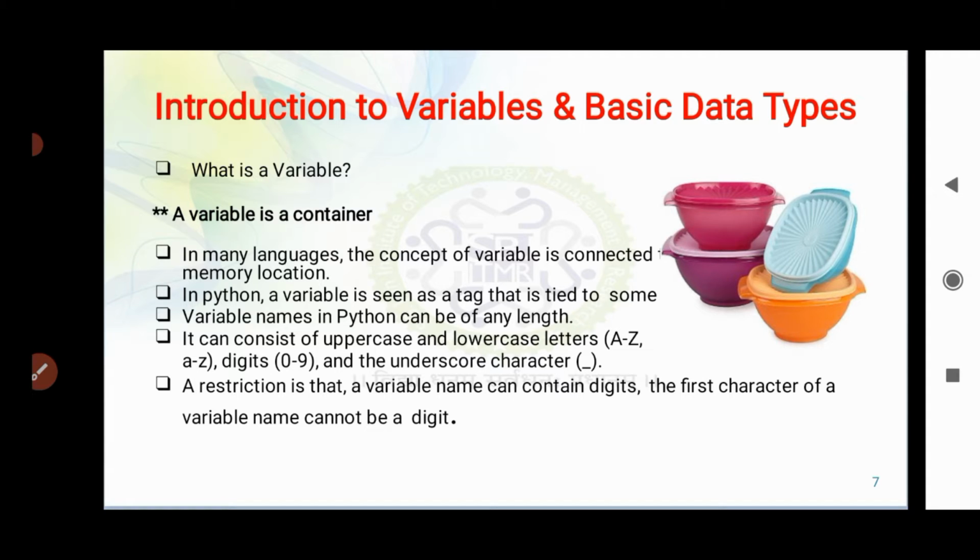So in Python, a variable name can be of any length, but there are restrictions on what it should contain. A variable name can consist of letters. Of course, it can have letters from capital A to capital Z, and then letters from small a to small z.